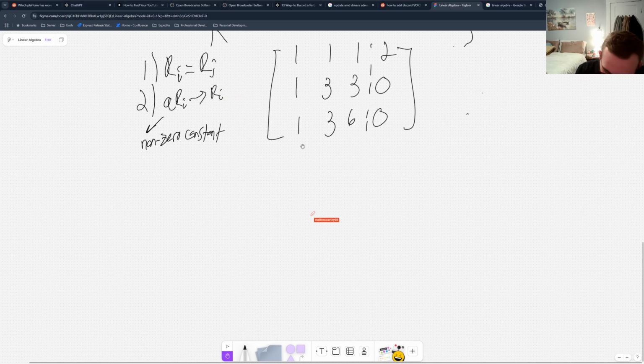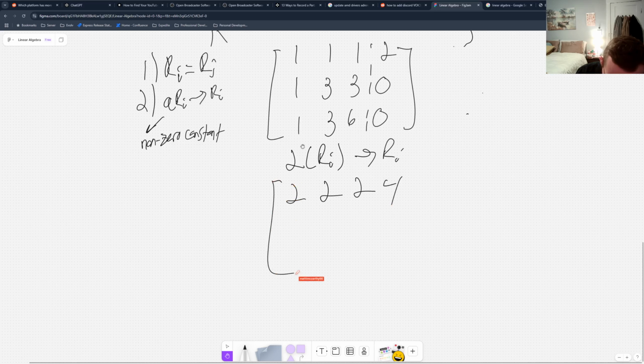So this notation just means like if I wanted to multiply the first row here, and this isn't really effective, but just to demonstrate, I could multiply the first row by 2, right? So I could say 2 times Ri going into Ri. And what this would do is it would give me 2, 2, 2, 4. And sometimes this is useful.